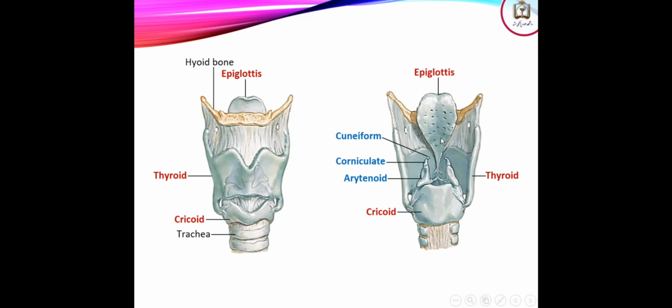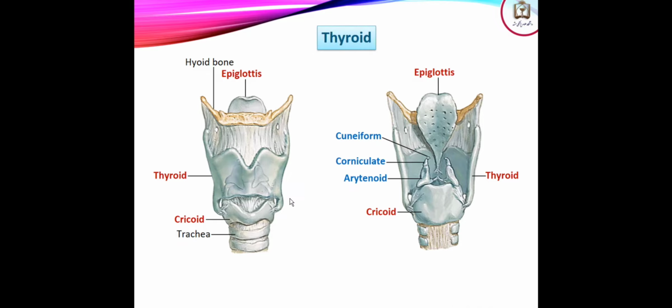In addition, we've got other cartilages in the larynx, including the arytenoids. There are 2 arytenoid cartilages. Arytenoid means pyramid, because this cartilage is pyramid shaped. Here is the arytenoid. Here is a corniculate, and the cuneiform. As you see, the cuneiform is the smallest cartilage in the larynx, whereas the thyroid is the largest cartilage.